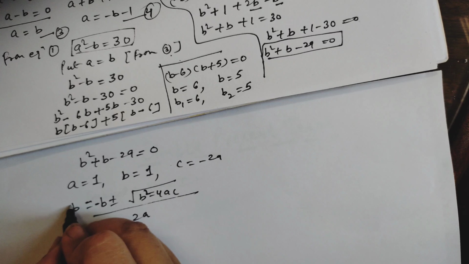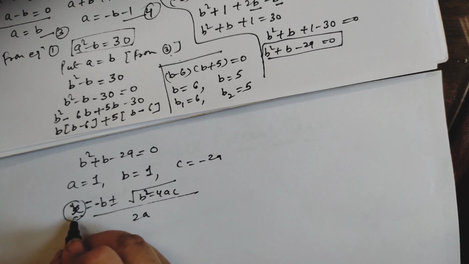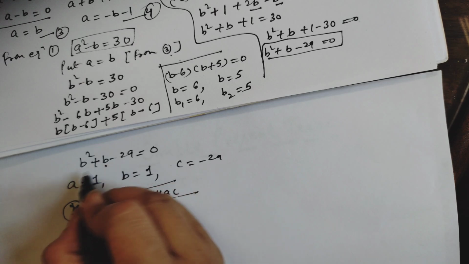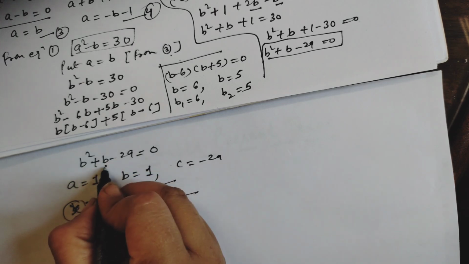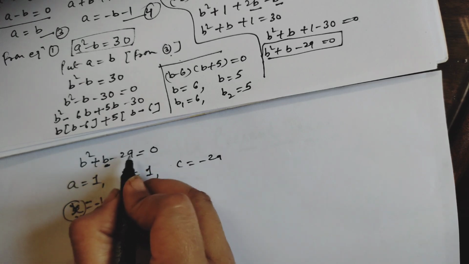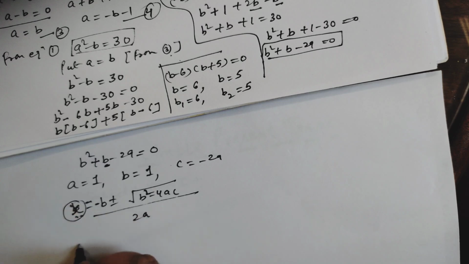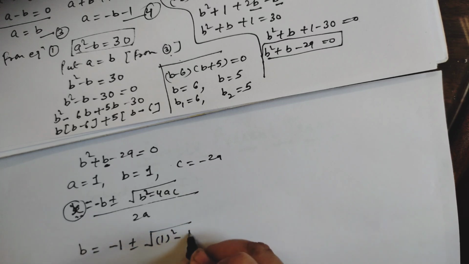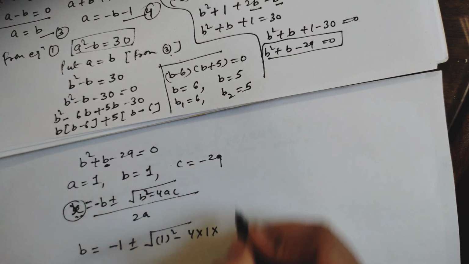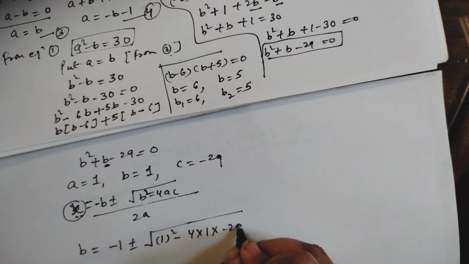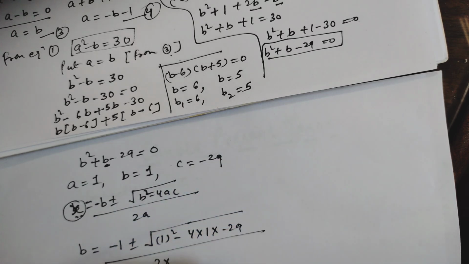Okay, so here we are using x, but here instead of x we will write b, because this equation is in the b and a form. So here the variable is b and x using. So we are using b here, b and minus b which is b value is 1, minus 1 plus minus under root of b square minus 4 into a means 1 and c means minus 29 upon 2 into 1.